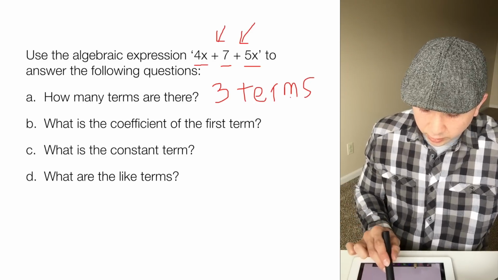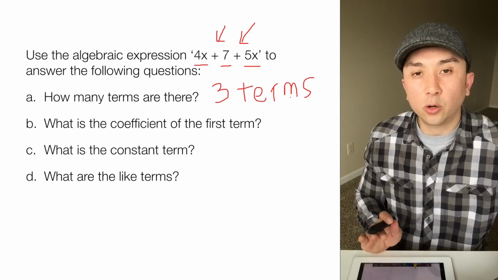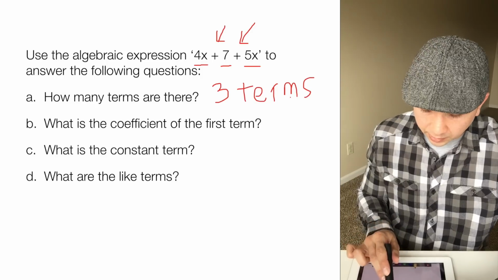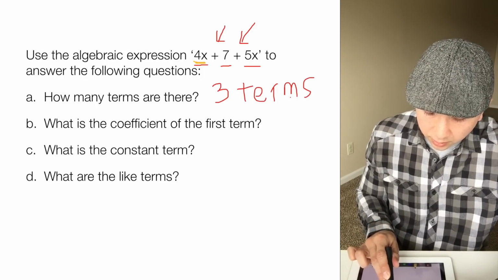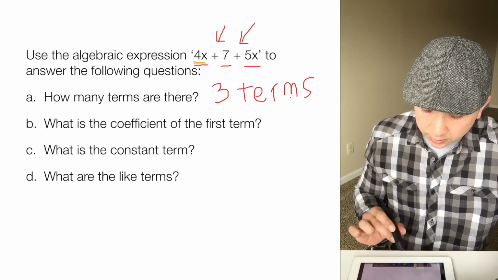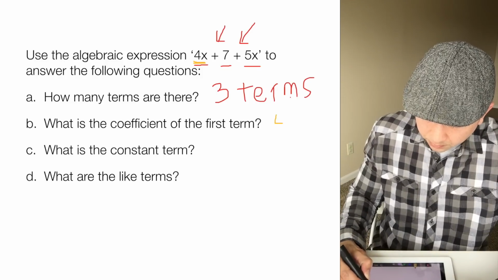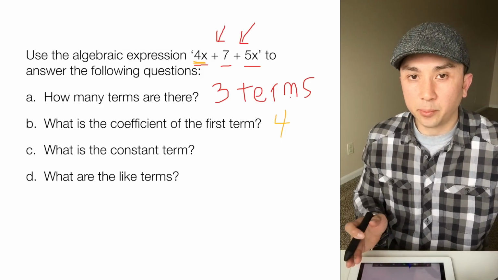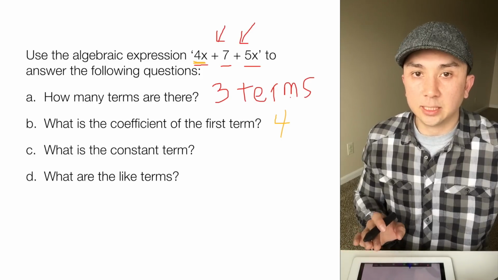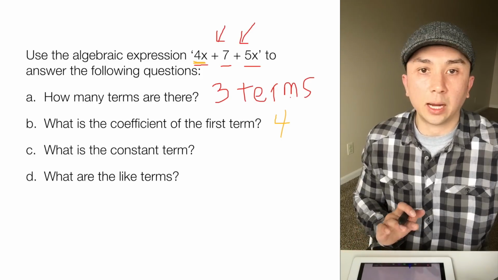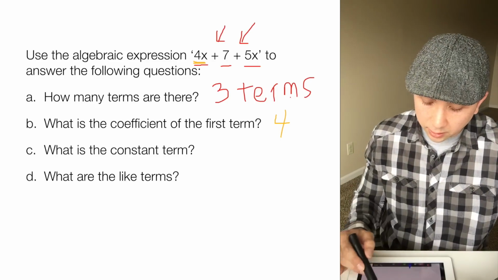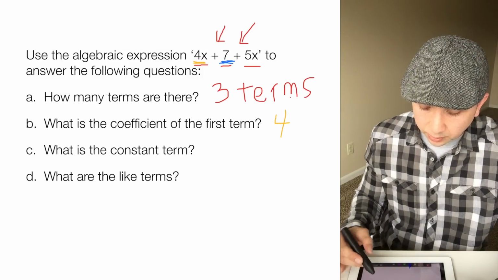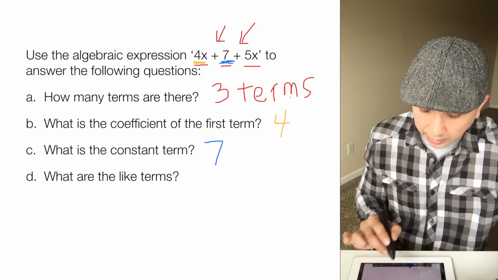So what is the coefficient of the first term? Remember, coefficient is just the number in front of a variable. It's only the number. So here we can see 4 is our coefficient of the first term. So what is the constant term? Now remember, a constant term is just a number. It does not have a variable or anything attached to it. It's just a number. So here we can see that 7 does not have anything attached to it. So that means 7 is our constant term.